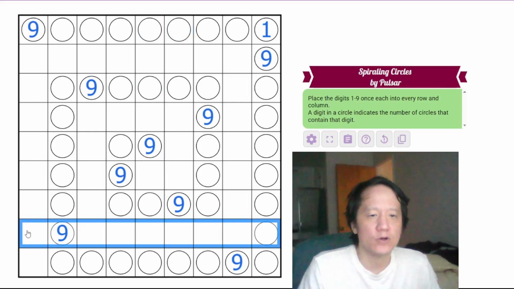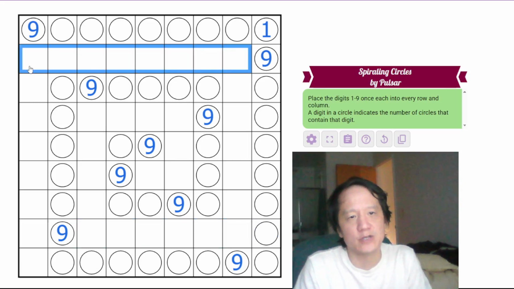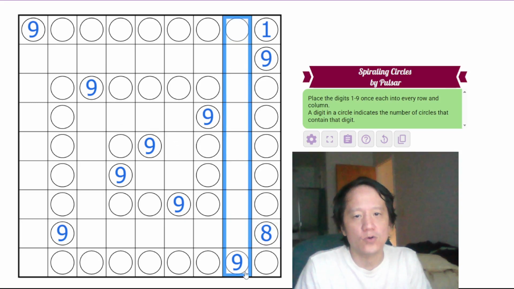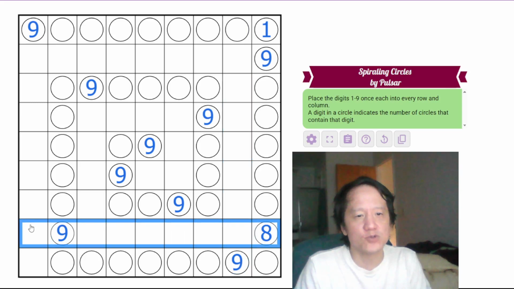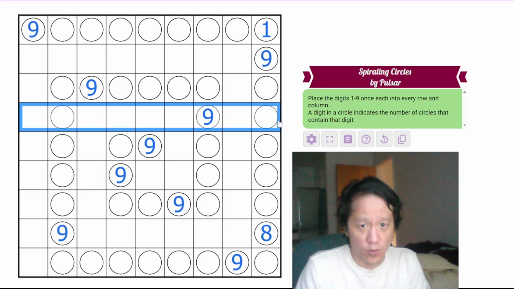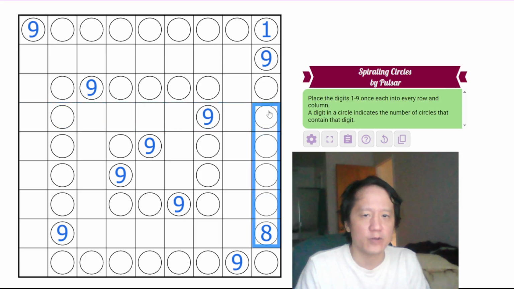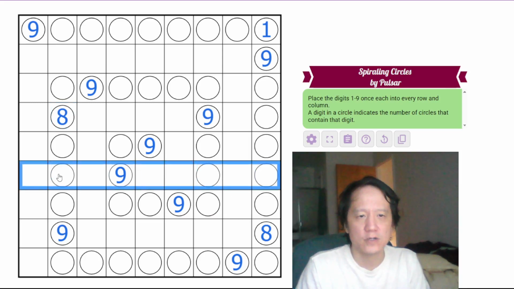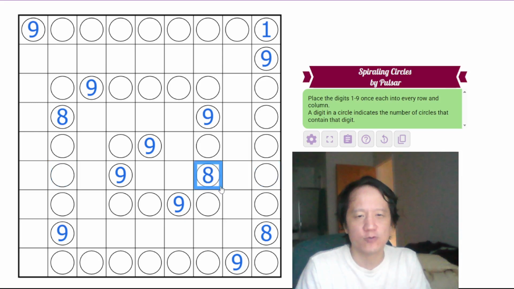So, in row 8, where is the 8? 8 has to be in a circle because it can't be in a circle in row 2. So this is 8. Let's keep doing rows, I guess. Do we have enough? Maybe not. We need 3. So in row 4, where is the 8? It can't be here because of the 8 in the column. So it can't be here because that's 9. So this is 8. Now we need 4 circles. We have 4 circles here. This can't be 8. This can't be 8. That forces this to be 8.